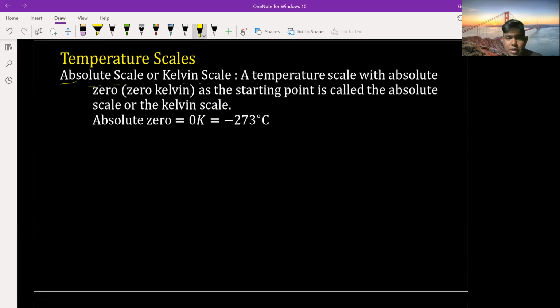A temperature scale with absolute zero Kelvin as the starting point is called the absolute scale or the Kelvin scale. Absolute zero means 0 Kelvin. So 0 Kelvin equals minus 273 degrees Celsius, because we know that 0 degrees Celsius equals 273 Kelvin. Okay.